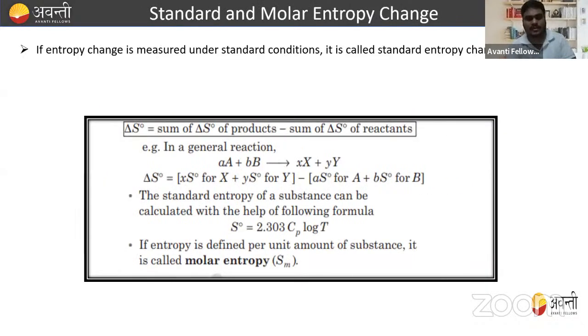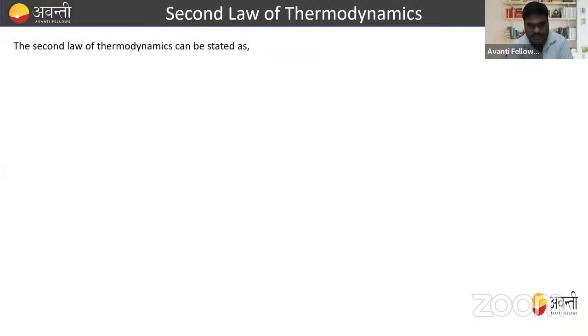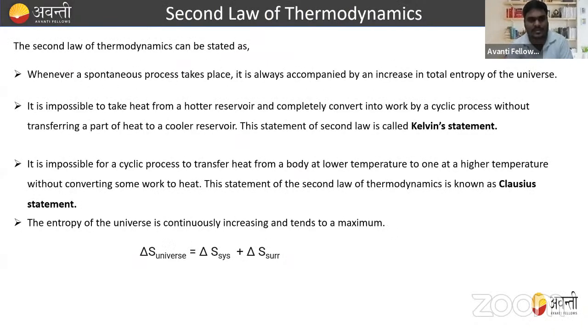One more important note is that you can understand the second law. It gives the spontaneity. Whenever a spontaneous process takes place, it is always accompanied by an increase in the total entropy of the universe, that is, the entropy of the system plus surroundings. There are two statements. The first is that it is impossible to take heat from a hotter reservoir and completely convert it into work. The second is that it is impossible for a cyclic process to transfer heat from a body at a lower temperature to one at a higher temperature without converting some work to heat. This statement of the second law of thermodynamics is known as the Clausius statement.